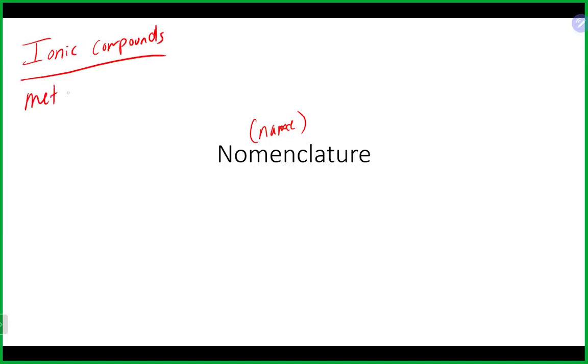So nomenclature is essentially a fancy word for how you name things, basically. So it's basically the names of everything. And really, we're going to talk about two types of compounds that we're going to name. One are ionic compounds, as we'll talk more about in the bonding part of this chapter as well. This is always when you have a metal and a nonmetal coming together.